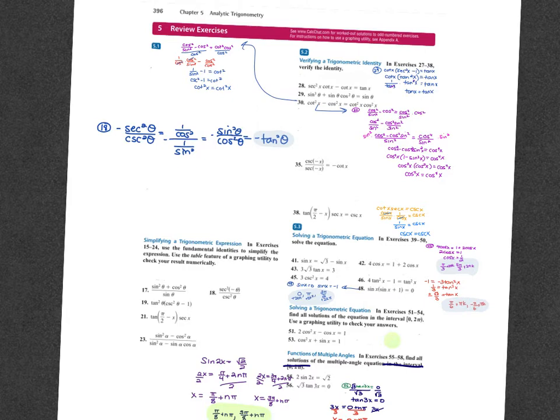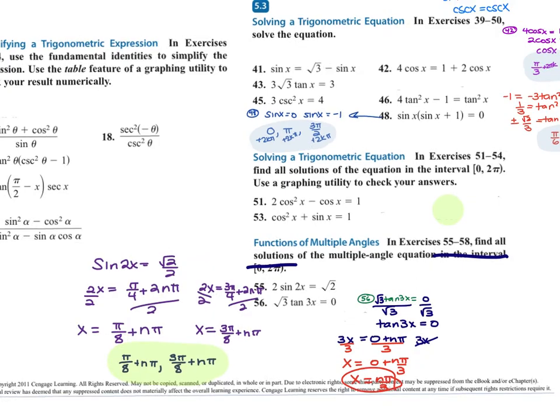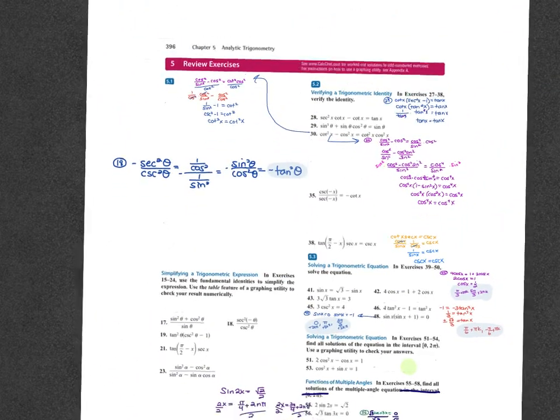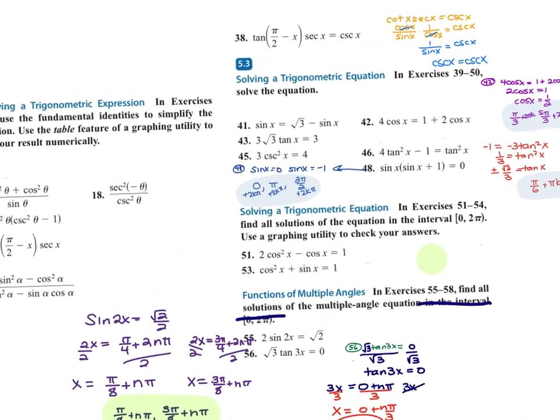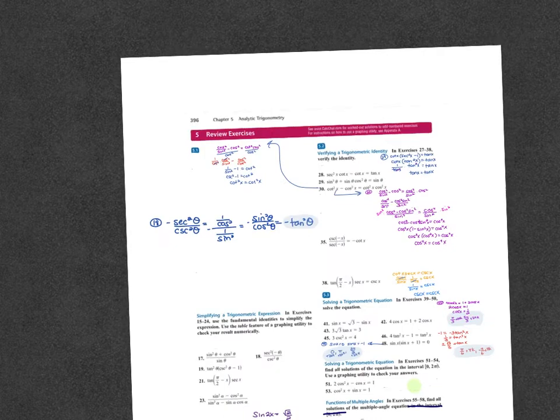Okay, any questions on the first page while I'm on it? 5.1, 5.2, or 5.3, which was the solving of the trig equations? For number 18, shouldn't it be positive? 18, is the solution on here? I don't even know where it is. 18. It's the blue in the top left. Thank you.